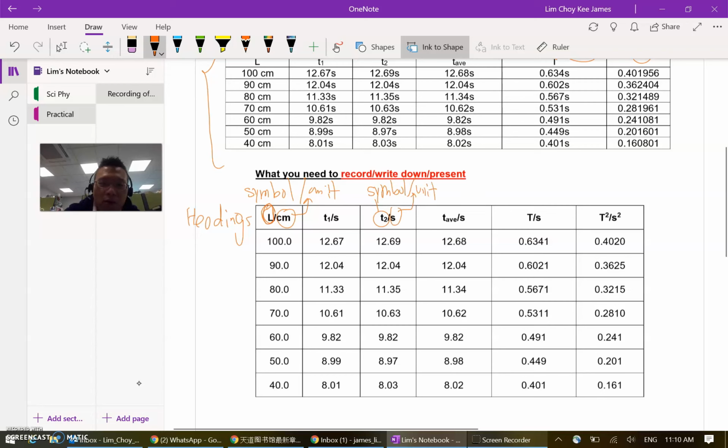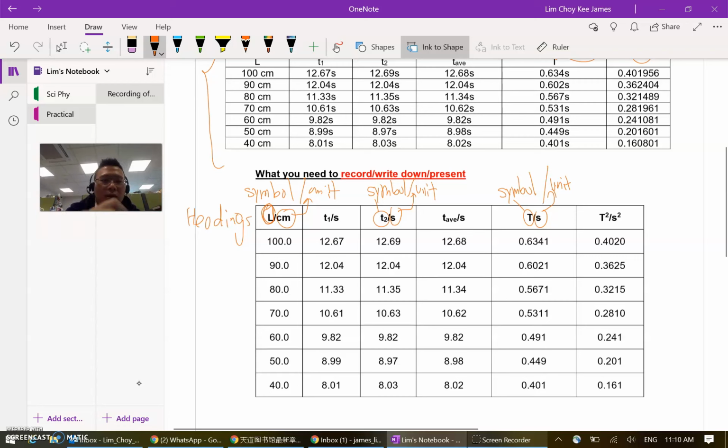For time, it is measured in seconds. The symbols used will be T1 and T2 to represent the first and second data. Then you have T average, the average of the two timings, followed by the capital T, which is the symbol for period. The unit used is on the right side, which is seconds. We always separate it by the slash. Try not to use brackets.